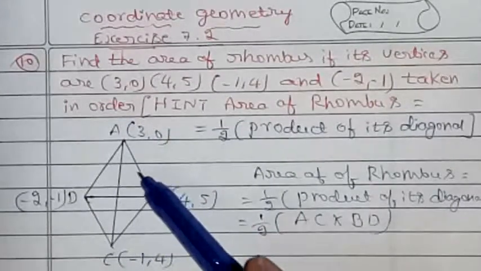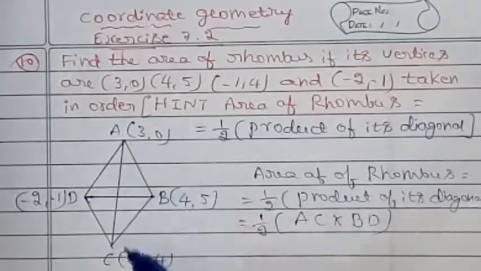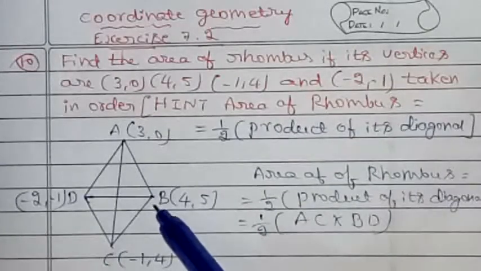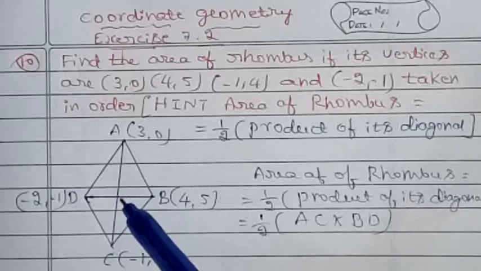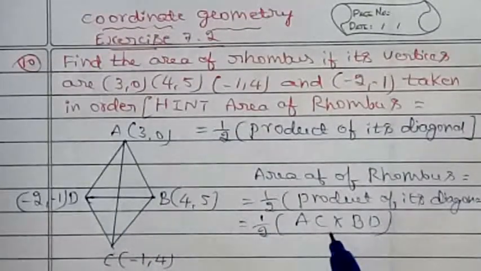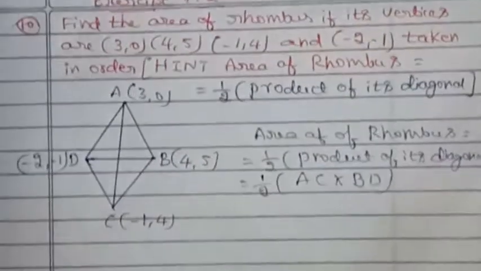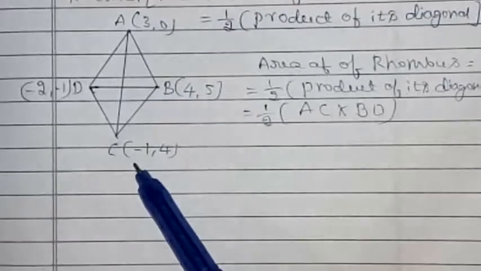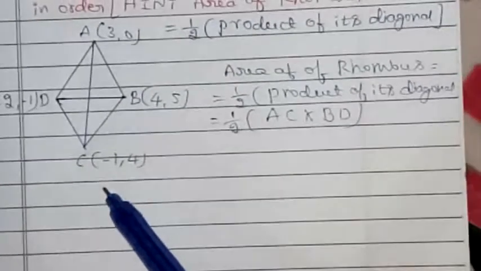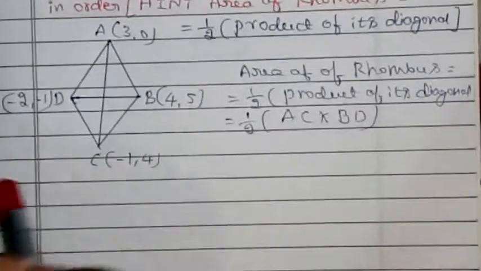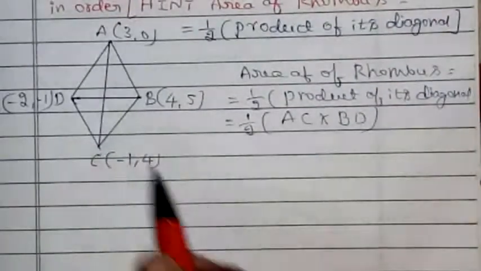As usual, find the distance between AC by using the distance formula. Afterwards, find the distance between BD by using the distance formula, and whatever answers we get, you need to apply here, children. So first, we will find the distance between AC by using the distance formula, children. I think you know the distance formula.